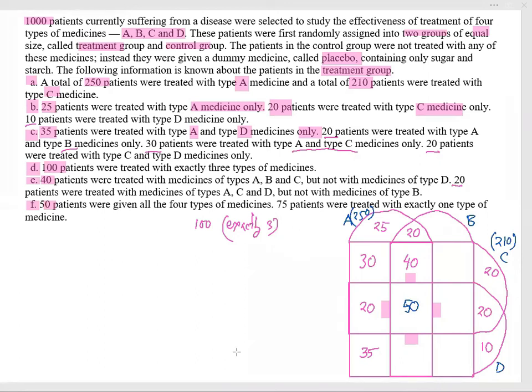Now, 75 patients were treated with exactly one type of medicine. Exactly one type. This one A, these are not known, this is known. So I can find it out. These 75 is basically the sum of 25, B only, C only, D only. So basically 25 plus B only plus 20 plus 10. It is given as 75. So what should be B?